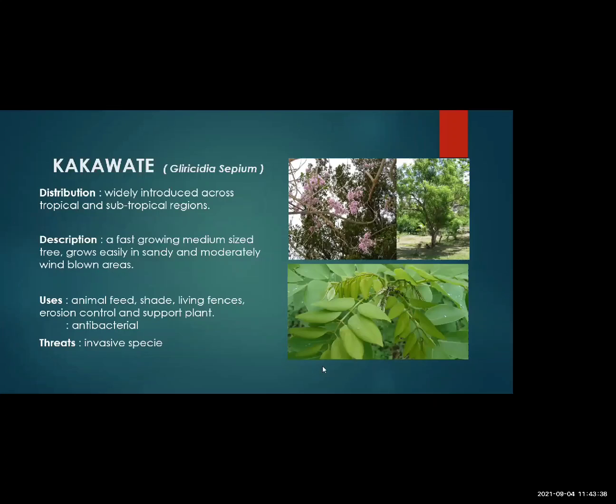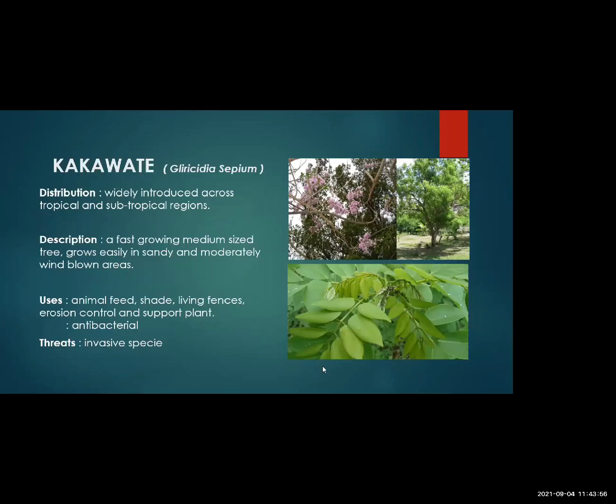Kakawati or Gliricidia sepium. Distribution, widely introduced across tropical and subtropical regions like Asia, Africa, and West Indies.